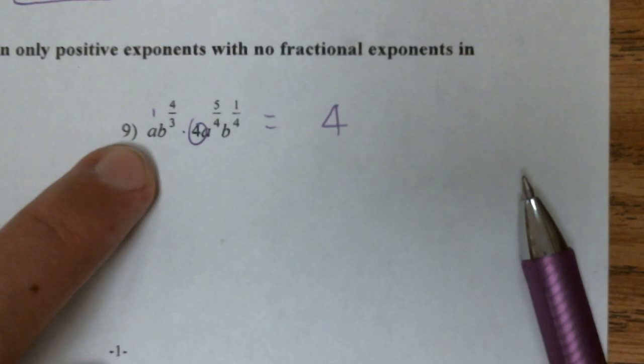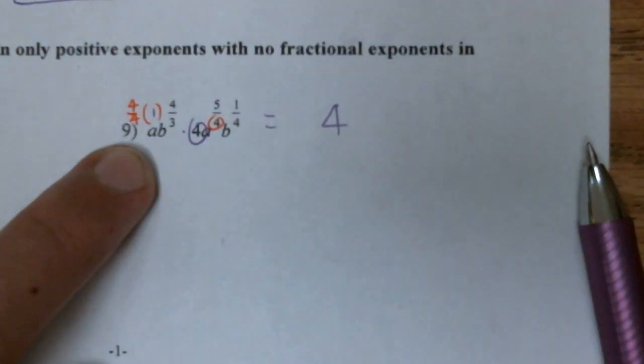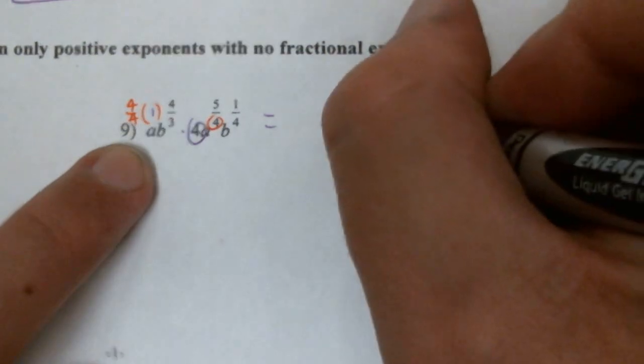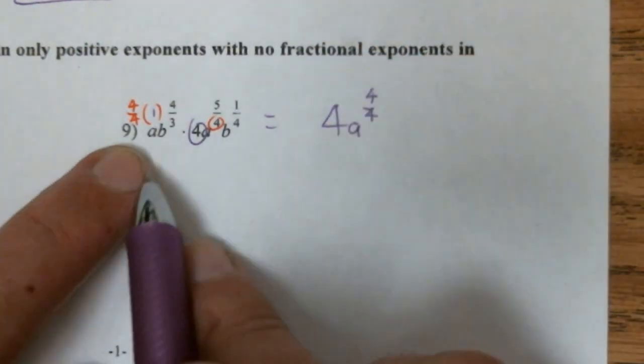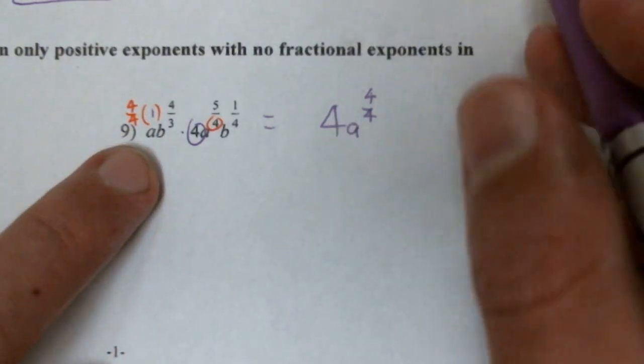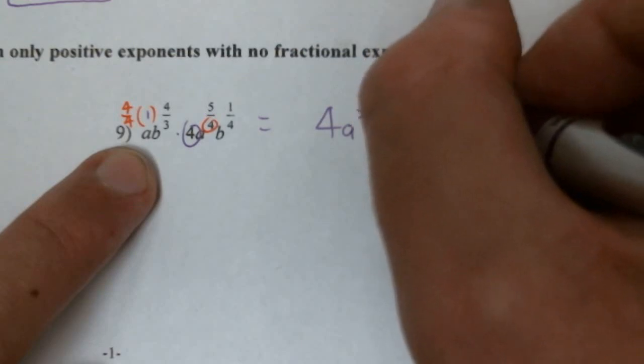Okay, all right, so my common denominator for the a's is the 4. That means I need to multiply the 1 by 4 over 4. Okay, so that's going to give me a to the 4/4. 4 over 4 is just a to the 1. It's the same thing. And I'm going to match this up with the other a to the 5/4.